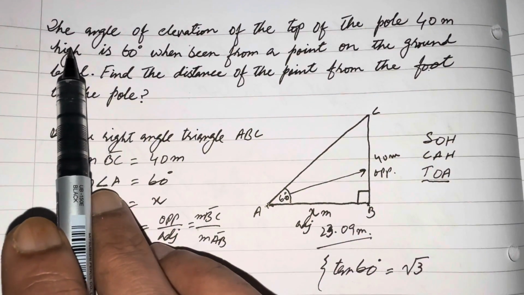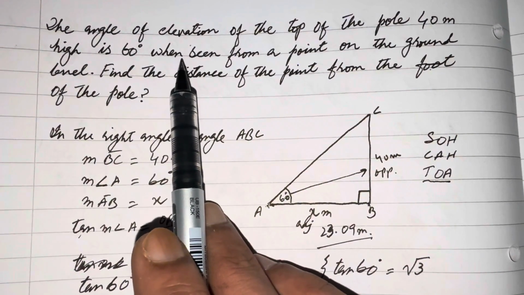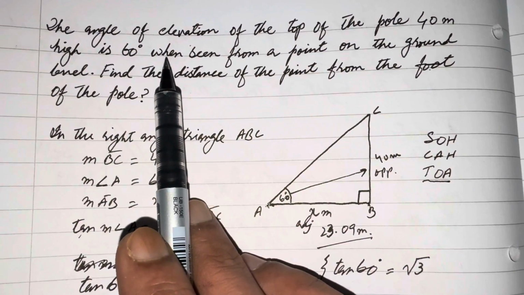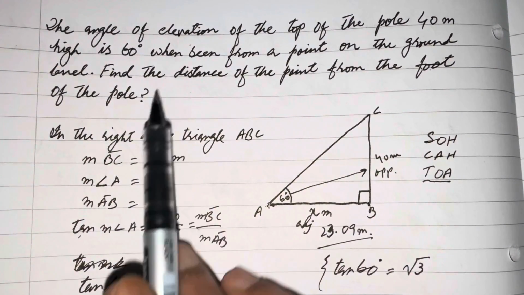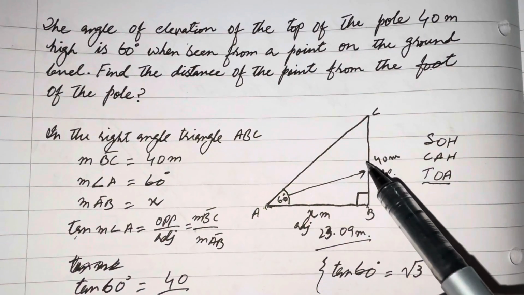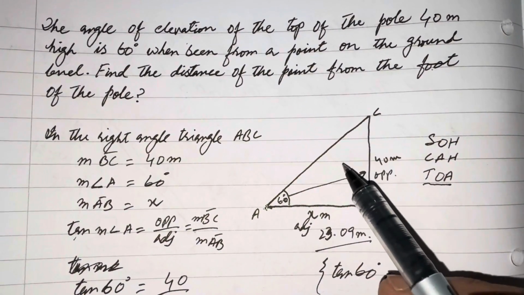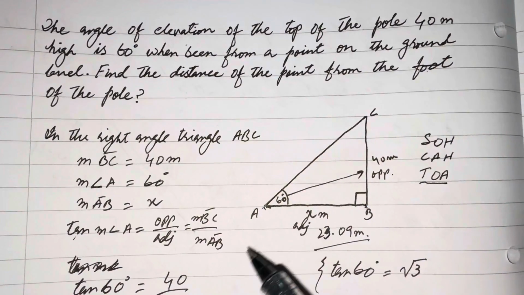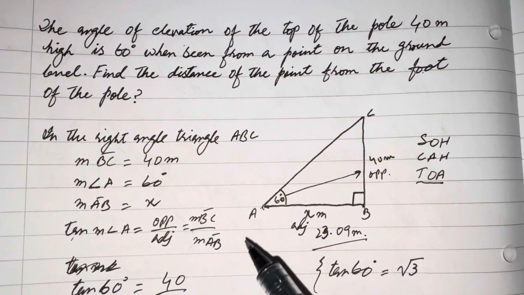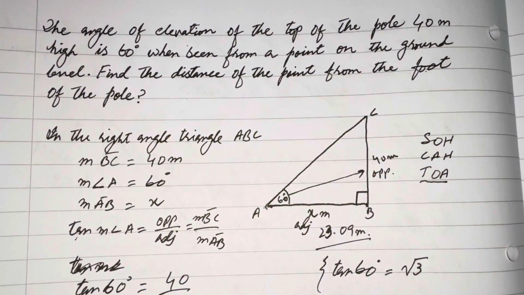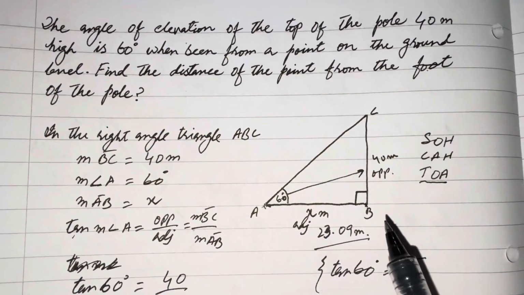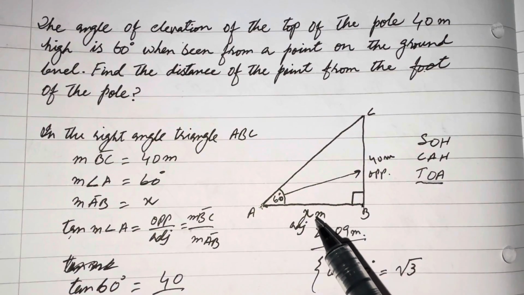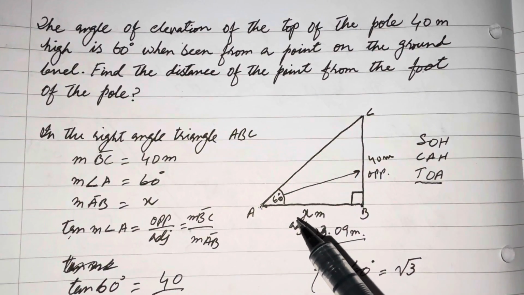These kinds of questions where the statement is given, we have to read the statement very carefully, and after reading the statement we have to draw a figure, and with the help of the figure we can solve the question. So hopefully you will understand how we can solve these kinds of questions with the help of trigonometric ratios.